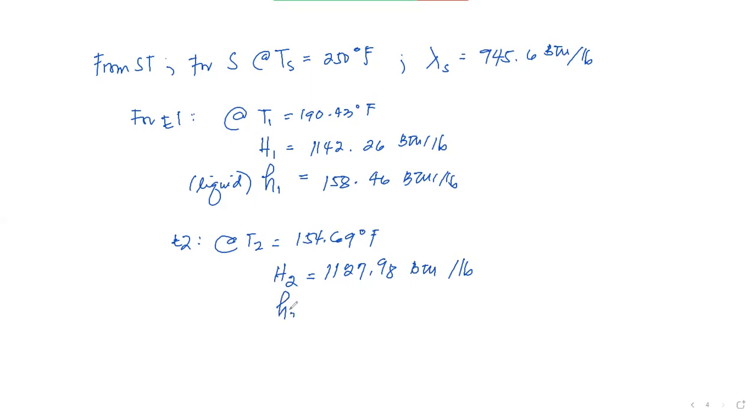And you have h2, this is for the liquid. Actually, this is the condensate already, the condensate for the heating medium that is being used in the third effect, because this is your vapor from the second effect. So the liquid has an enthalpy of 122.65 BTU per pound.